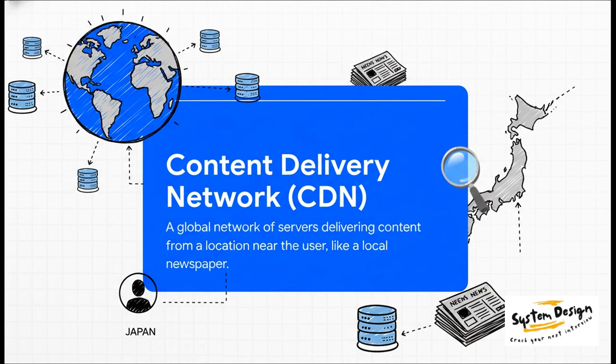But what happens when your users are all over the world? You can't have someone in Japan waiting for a picture to load from a server in California. That's where a content delivery network, or CDN, comes in. Think of it like a newspaper. They don't print them all in one city and ship them. They print them locally in every major city for faster delivery. A CDN does the same thing, storing copies of your images and videos on servers all over the globe so users get them from a location close to them.